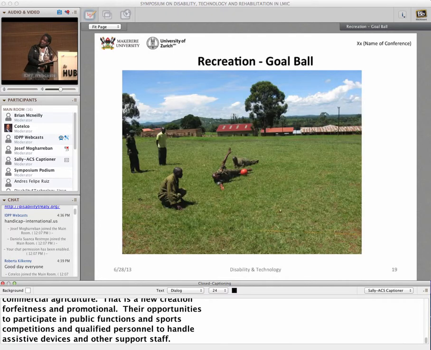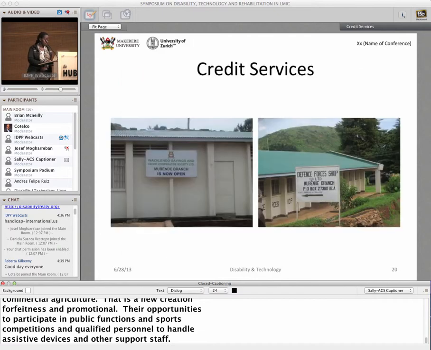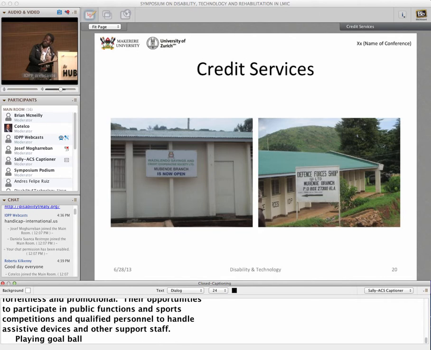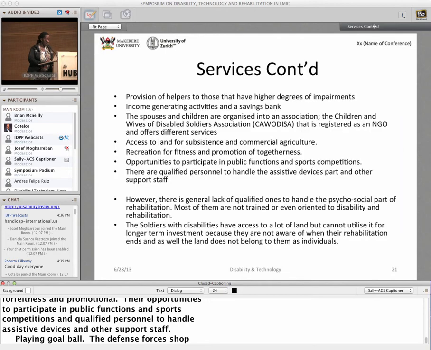Yes, the blind playing goalball. Then the Defense Forces shop and the bank, or the Renders Bank.